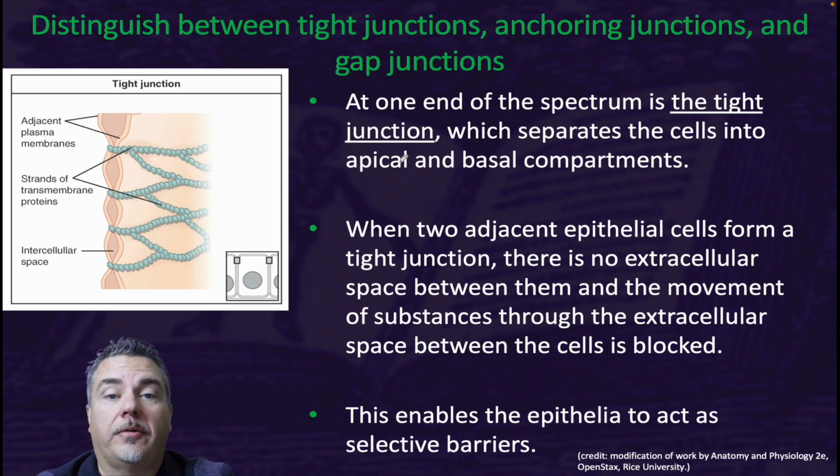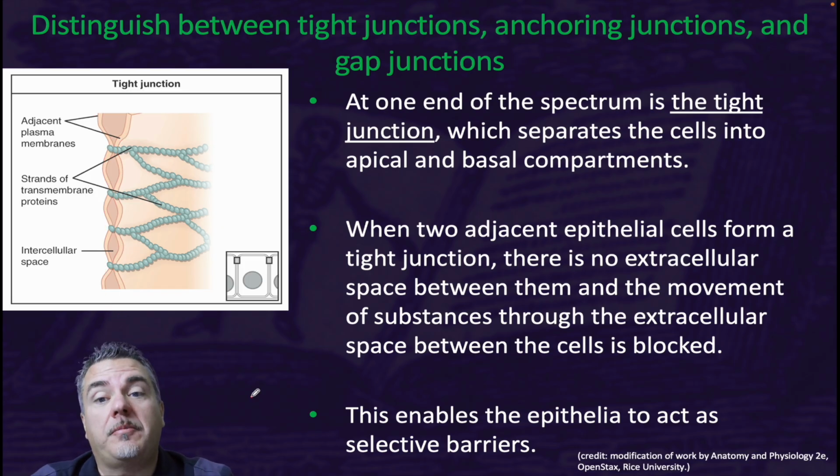Okay, so for example, in this figure, this would be the plasma membrane of one cell here, and then this would be the plasma membrane of an adjacent cell here. They are sealed together very tightly so nothing can pass in between these cells, to go from up here to down here, for example, in between them.